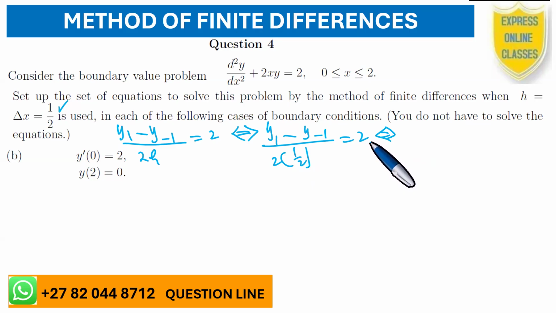So now we have the following. Okay, we continue, please, from this. But you'll be able to see that the 2 times 1/2 becomes a 1, and therefore we have y1 minus y sub minus 1 equals 2. Right, we continue with our analysis of this problem, obviously carefully looking at it.